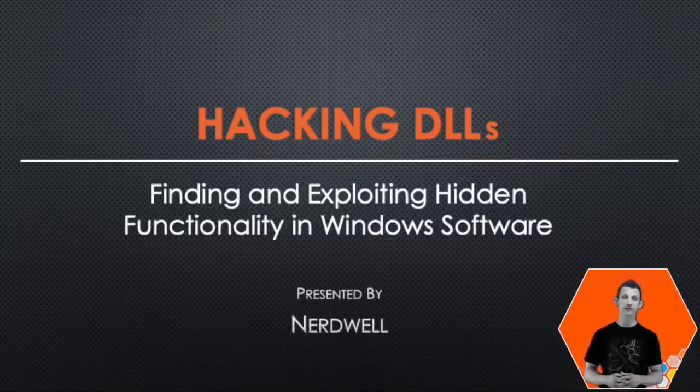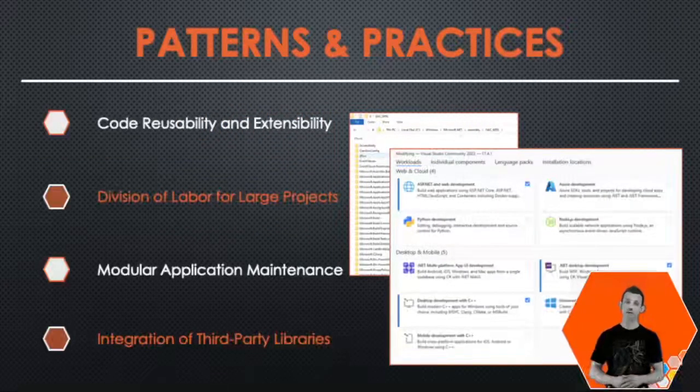Well, today we're going to take a look at finding and exploiting hidden functionality in Windows software by hacking DLLs. Before we start hacking Windows applications, it's helpful to have some background about the patterns and practices implemented by the developers of those applications. Many of these patterns and practices have been developed over the past 30 years and implemented by Microsoft themselves. In many cases, these have driven the technological advancements available to developers and the business processes that developers implement in their software development lifecycle.